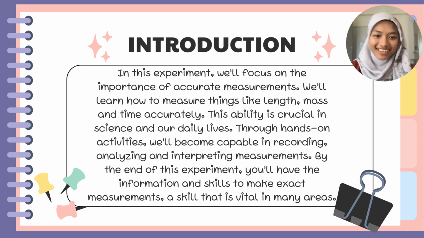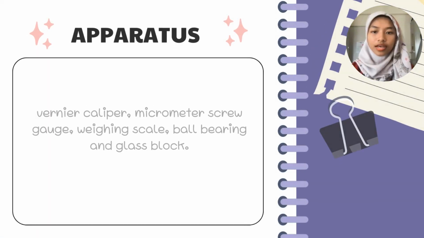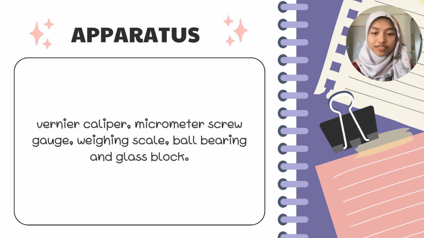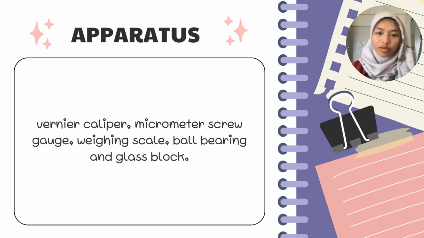vital in many areas. The apparatus for this experiment is vernier caliper, micrometer screw gauge, weighing scale, ball bearing, and glass block.